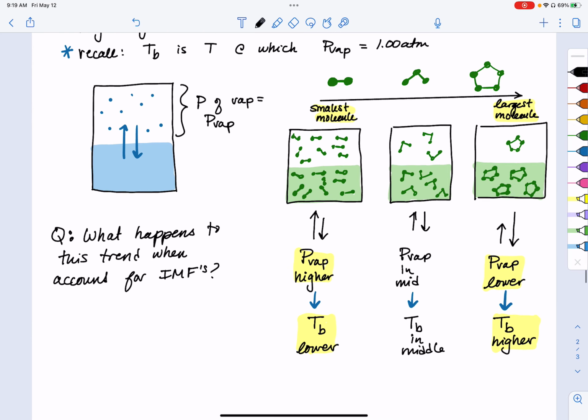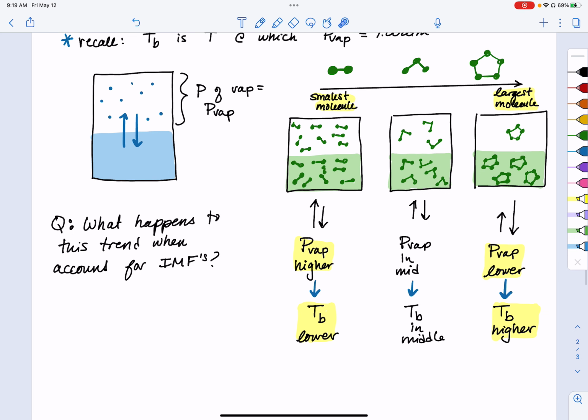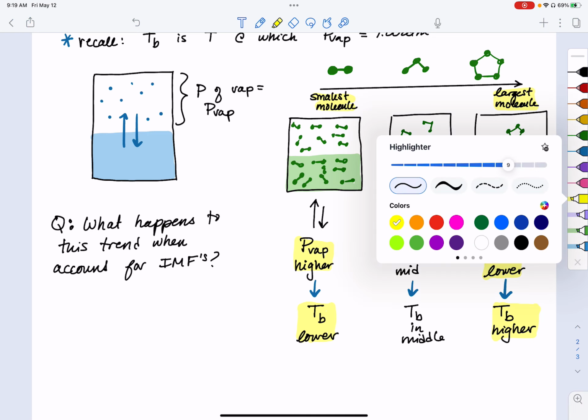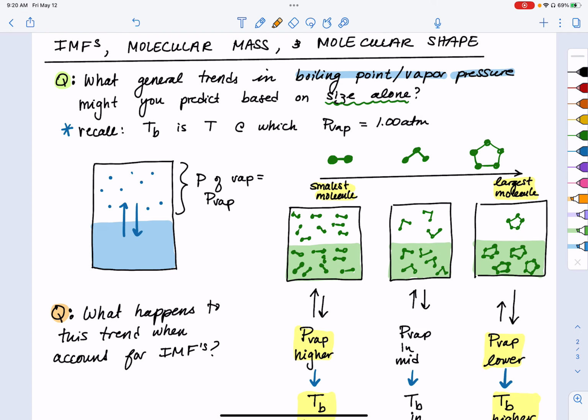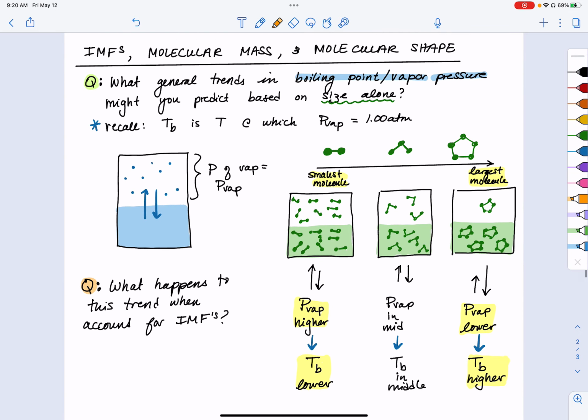So not only do we have this idea of relative molecular size or mass to consider on the effects of vapor pressure and boiling point and things like melting point, but also what now is going on when we include the fact that these molecules are all interacting with one another. So let's talk about that in the next segment of this video.